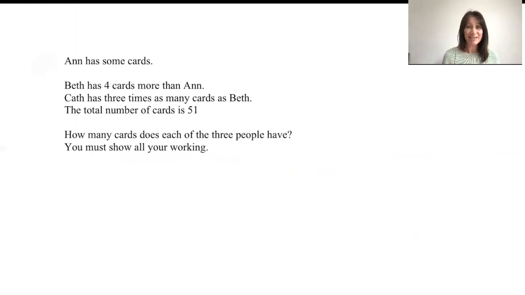Okay, so algebra is actually our friend here, and it's the expectation from the examiner as well. If Anne has some cards, then Anne has a number I don't know, x. If Beth has 4 cards more than Anne, she's got the same number as Anne, which is a number I don't know, plus 4. And then Kath has 3 times what Beth has. So 3x plus 12. The total number of cards are 51. How much do each of them have?